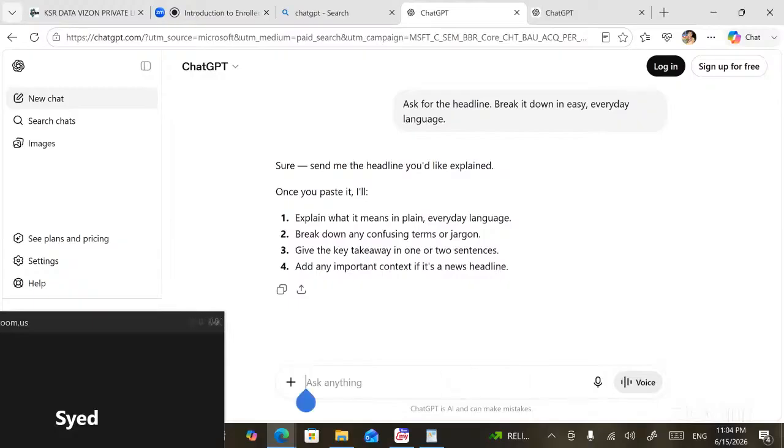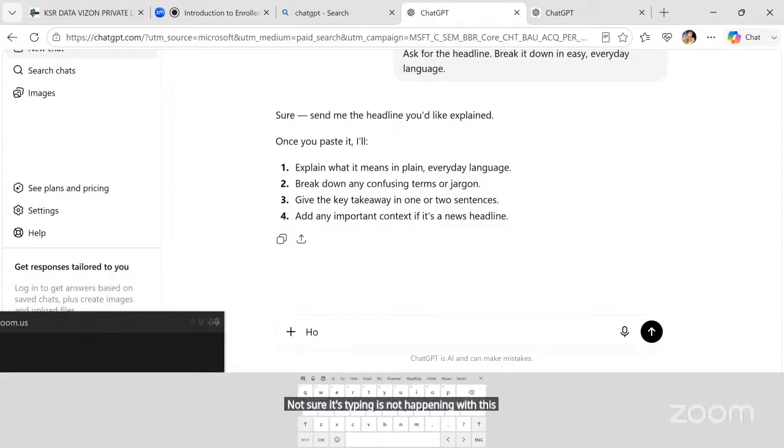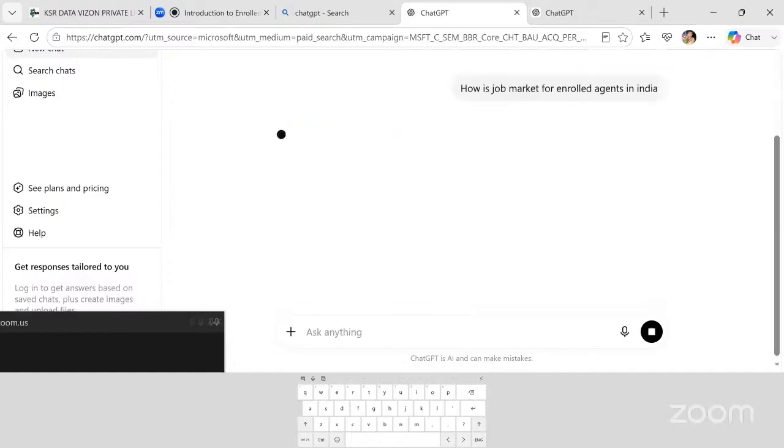Shall we connect with the laptop? So, not sure, typing is not happening with this. So you are able to see the screen, right?